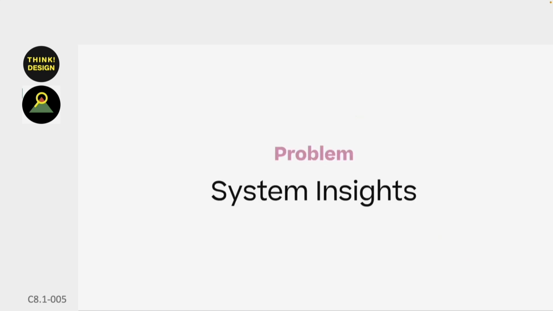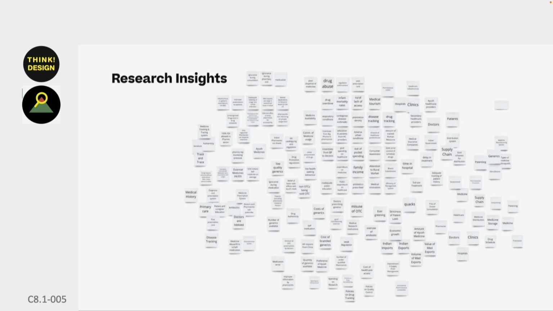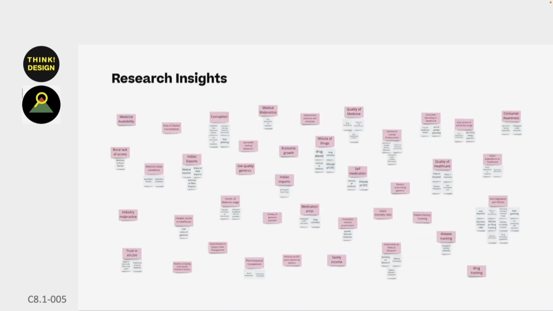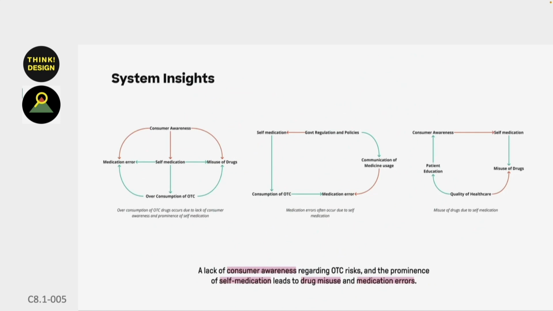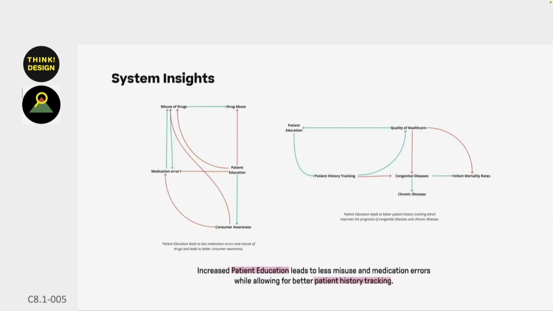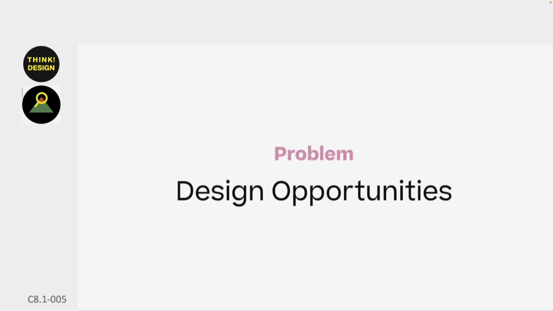Our next step was to clearly identify the problem space, making use of our insights. We gathered insights in 2 ways, through our research and by creating and analyzing comprehensive system mappings. From the research, we clustered issues and insights to narrow down to more definitive issues. And from our system mapping, we were able to extract a plethora of unanticipated insights and connections. So, having identified a variety of problems, we then moved on to look at opportunities for intervention.